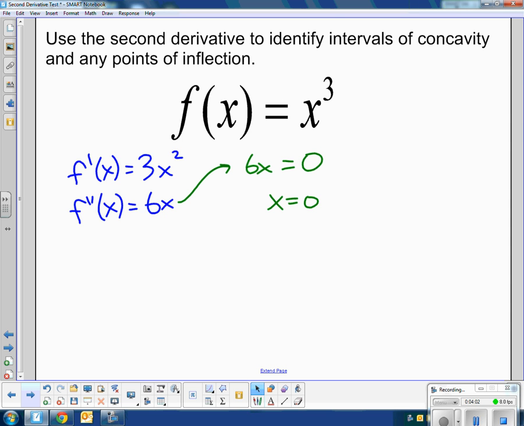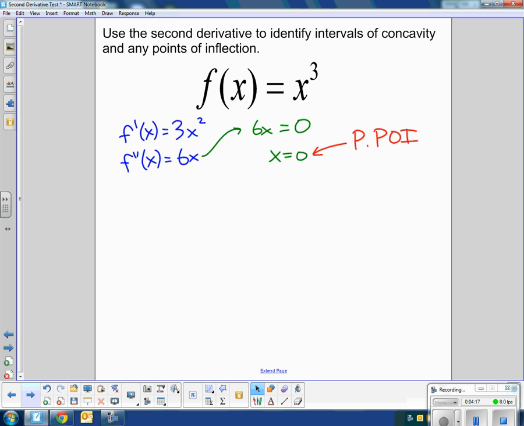Now, since we set our second derivative equal to 0 and solved for it, we're going to call this a possible point of inflection. It's not quite necessarily a point of inflection yet. We need to see what's happening around it. And very similar to the first derivative test, we're going to do our interval testing. We're going to create a number line with our possible point of inflection being that important number we're going to put on here, 0. And we're going to do our interval testing the same way. We're going to pick a test value to the left, like -1, and to the right, like +1.